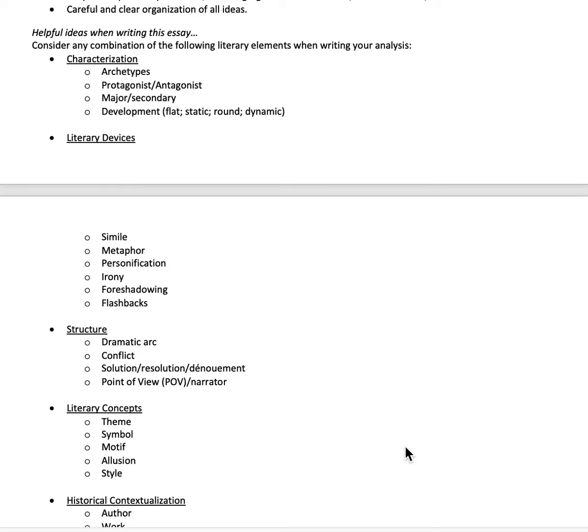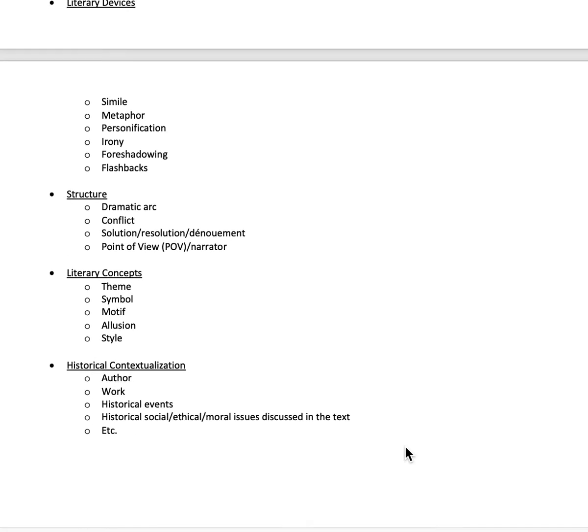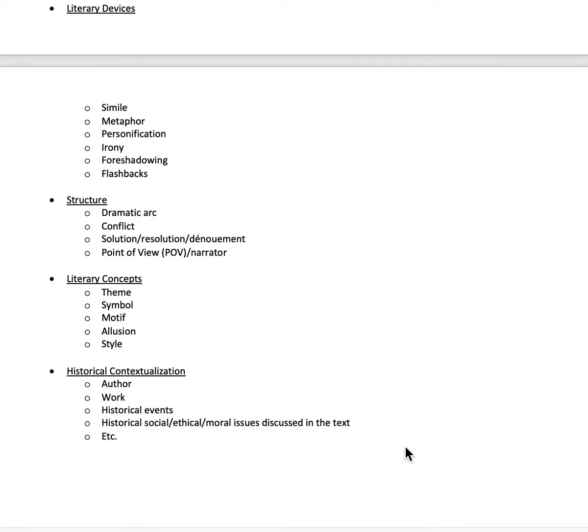So if you're talking about characterization, use terminology like archetypes, protagonist, antagonist, major, secondary, development, right? Flat, static, round, dynamic. If you're looking at literary devices like similes, metaphors, irony, foreshadowing, structure, you can look at the dramatic arc, so the rising action, the denouement, the falling action. You can look at the conflict, so that's man versus society, man versus self.